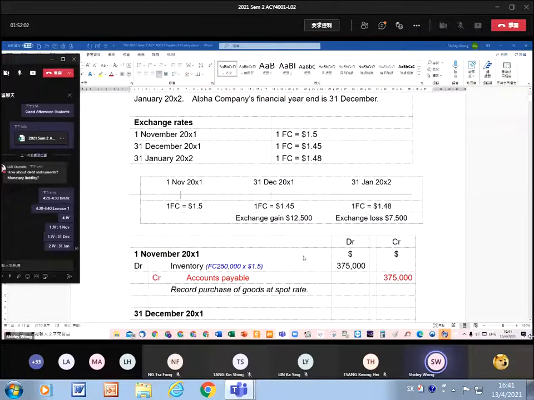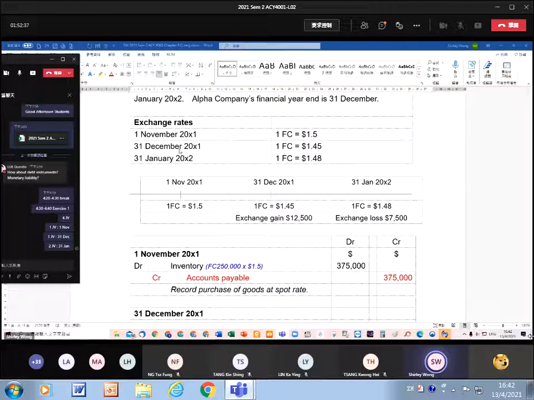So first, on the 1st of November, when you purchase this inventory, you will debit inventory and then calculate the amount of the FC currency. That is FC 215,000 times 1.5. Then it will equal the dollar amount, because their functional currency is dollar, right? Then you will debit inventory and credit accounts payable for 375,000 on the date of the transaction, using the spot rate at that date. This is the actual rate and also the historical rate.